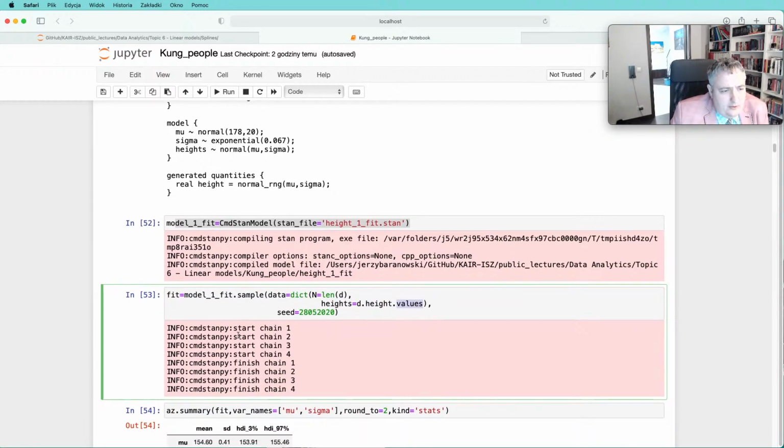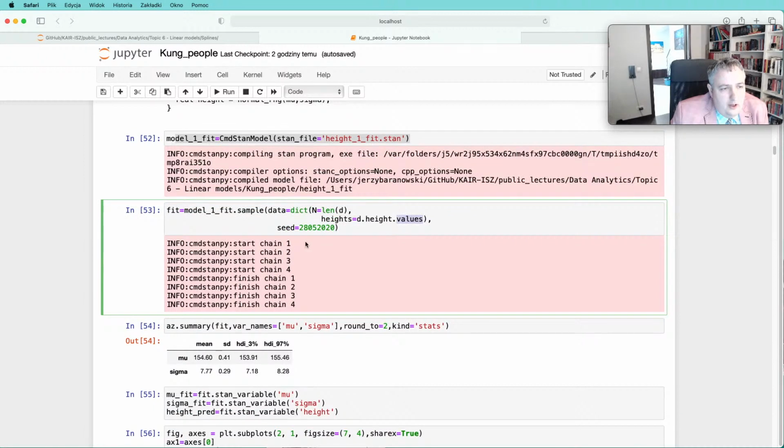Our sampling went relatively reasonably using the chains. We are not running diagnostics at this moment, and we get our summary using ArviZ. We limit ourselves only to the mu and sigma parameters, using the stats flag to limit it to the 94% confidence interval, which, for clarity of the view, we've rounded to 2.